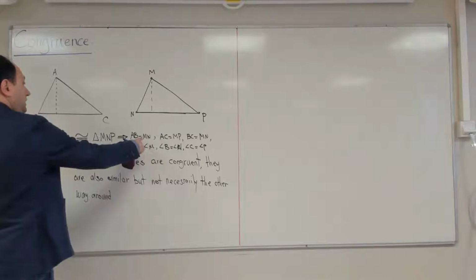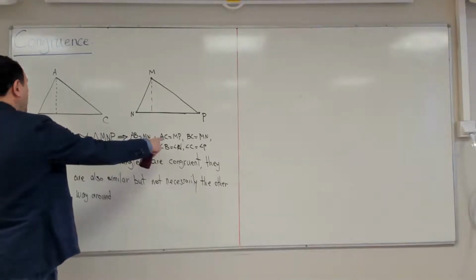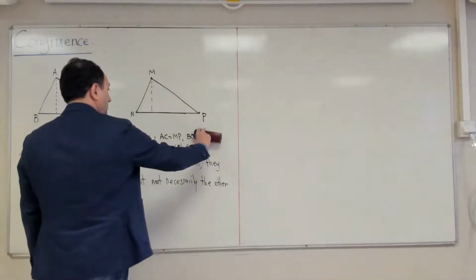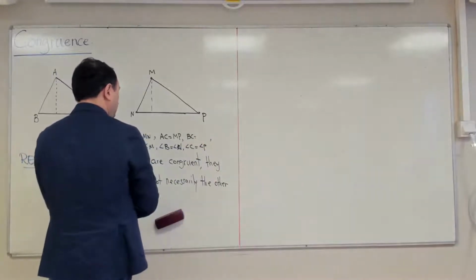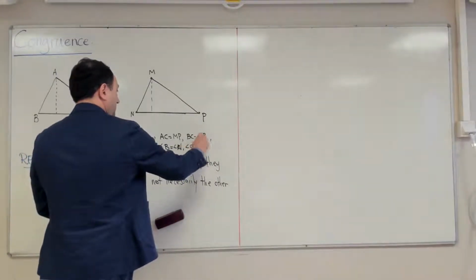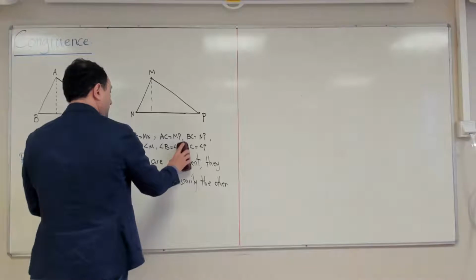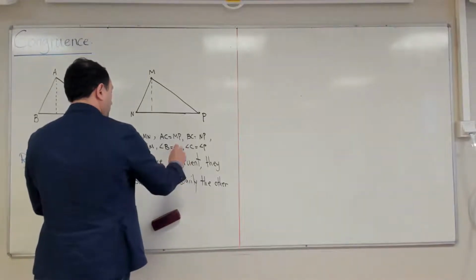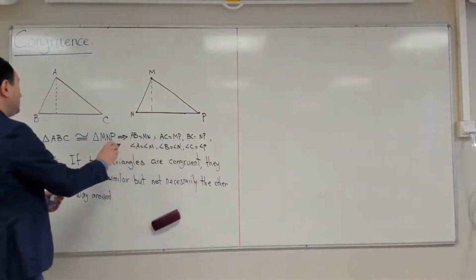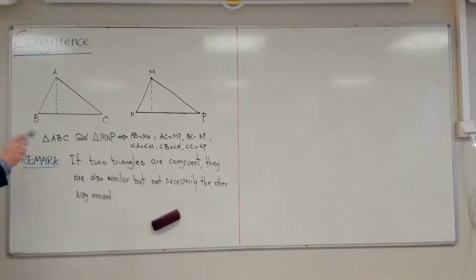AB is equal to MN, AC is equal to MP, BC is equal to NP. And then let me make A equal to M, B equal to N, C equal to P.